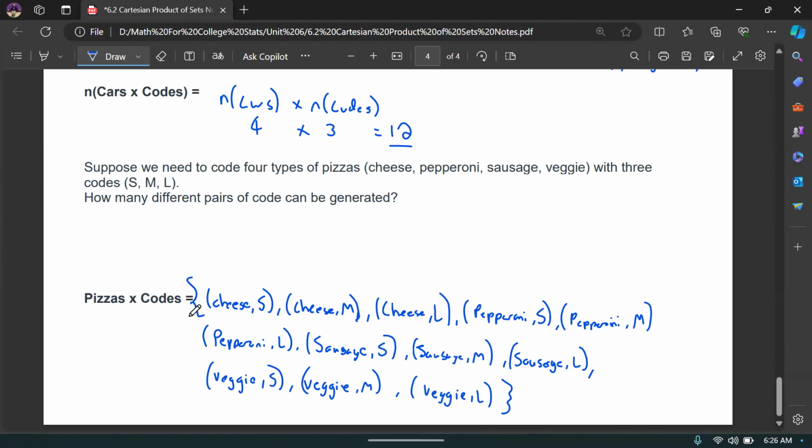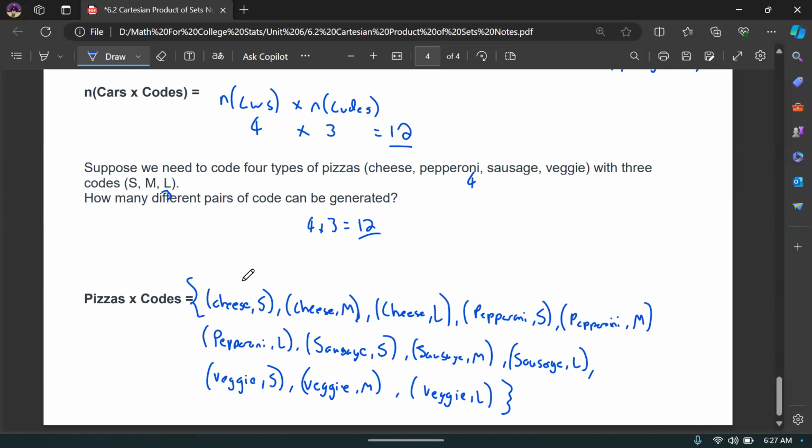Don't forget the brackets at the start and end here. And remember, you had 4 pizzas and 3 codes. 4 times 3 is equal to 12. You should have 12 ordered pairs. 1, 2, 3, 4, 5, 6, 7, 8, 9, 10, 11, 12.